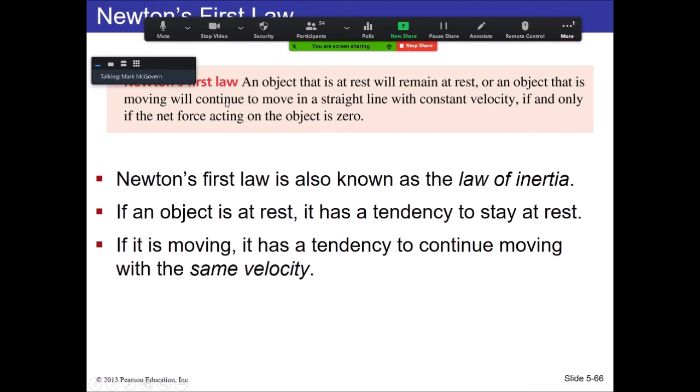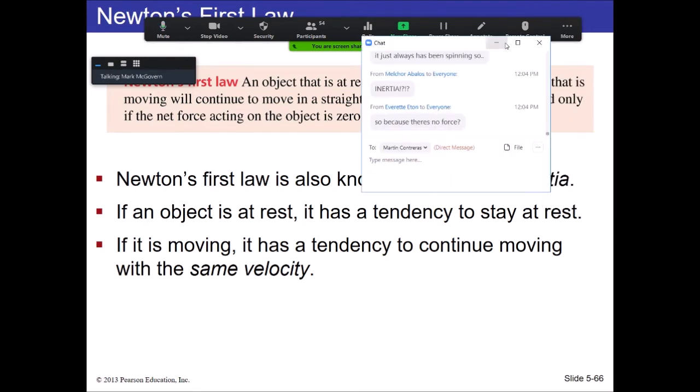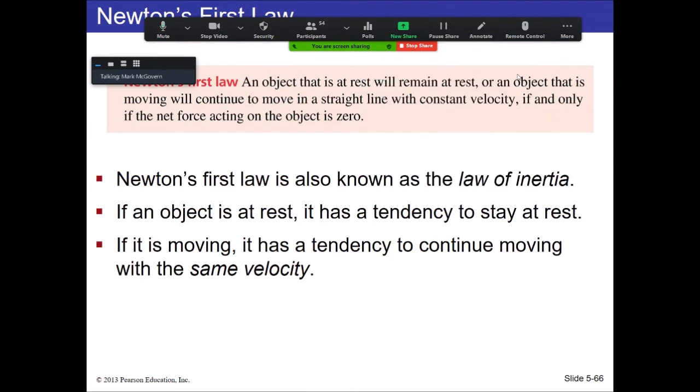Now, the Earth takes 23 hours, 56 minutes, and 4.096 seconds to complete a rotation. That's how long it takes to complete a rotation. Why? Because it does. It's constant motion. And you don't have to explain constant motion. That's what Newton's first law is. Now, the technical explanation is the following. An object that is at rest will remain at rest, or an object that is moving will continue moving in a straight line at constant velocity if and only if the net force acting on the object is zero.